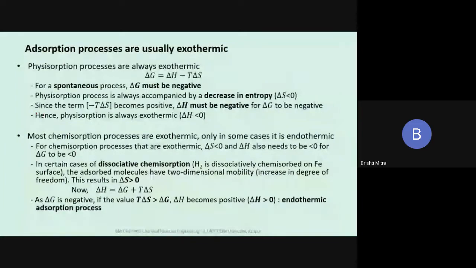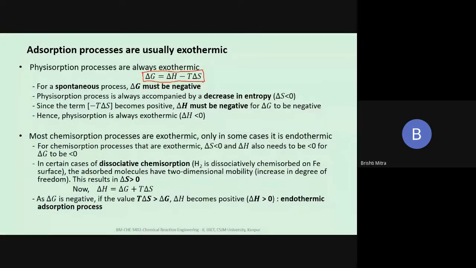From thermodynamics, you know that delta G, the change in the Gibbs free energy, is equal to the change in the enthalpy of the system minus T times delta S, that is, temperature multiplied by the change in entropy. This is a standard expression: delta G is equal to delta H minus T delta S. And you also know that for a spontaneous process, delta G must be negative.